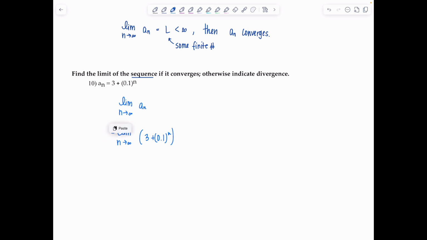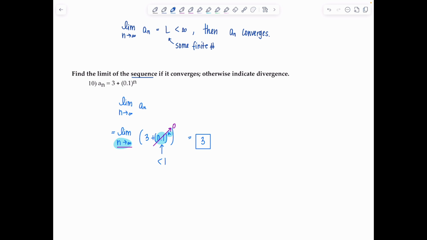Okay, now 0.1, that's 1/10. As n approaches infinity, if I have some number here that's less than 1, and you raise it to something that's getting very, very large, it's going to approach 0, okay? You can take that as a fact. You don't need to prove that or anything. So I can say this right here, 0.1 to the n, is going to go to 0 as n approaches infinity. So the limit of this sequence is going to be 3.